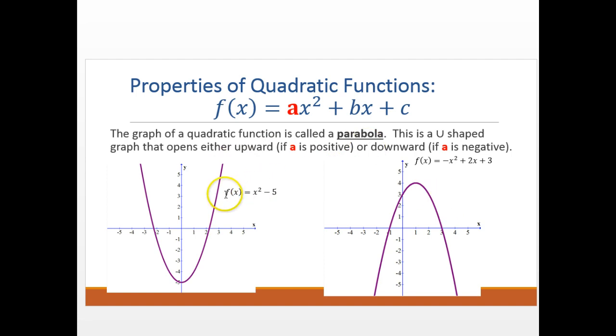In this first example, we have f of x equals x squared minus 1. The coefficient in front of the x squared is understood to be 1, which is positive. And notice this graph makes the U shape opening upward. This next example is f of x equals negative x squared plus 2x plus 3. Notice the coefficient of the x squared is negative 1, and this graph opens downward and has the standard U shape.